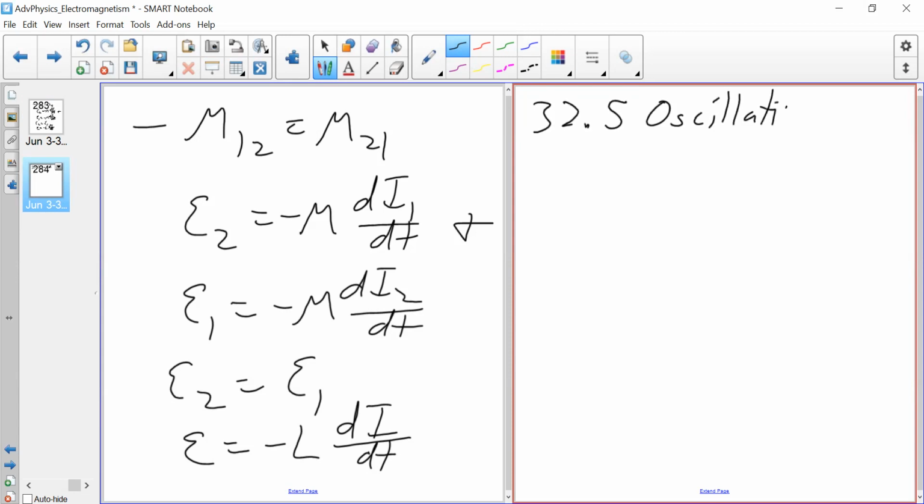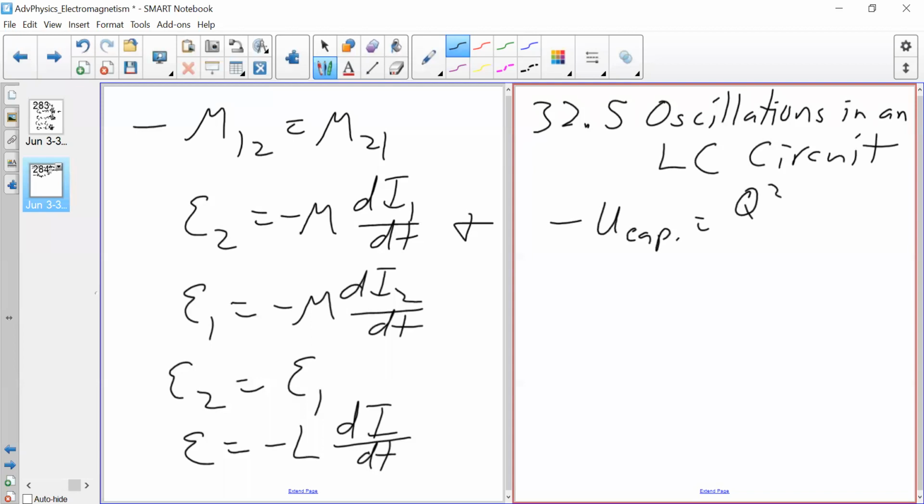So, oscillations in an LC circuit. Now we know from previous chapters that the energy in a capacitor is equal to Q squared max over 2C, twice the capacitance. And the energy is maximized when there's a maximum charge in the capacitor.